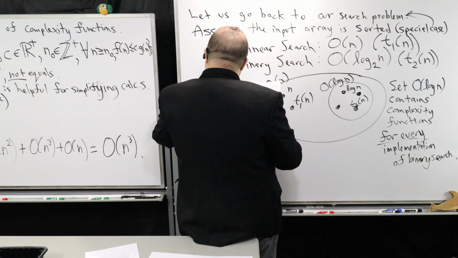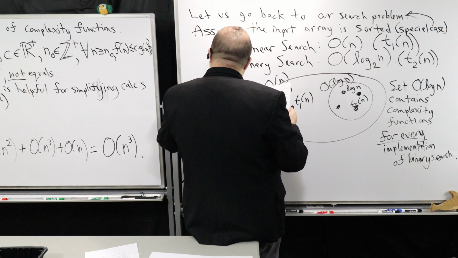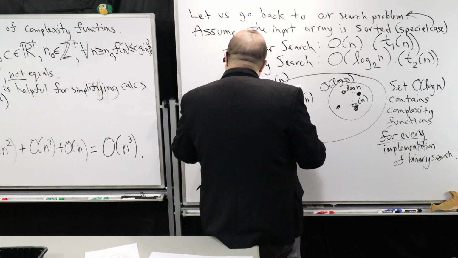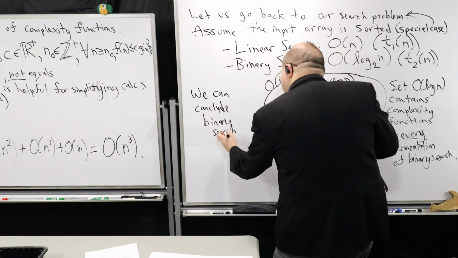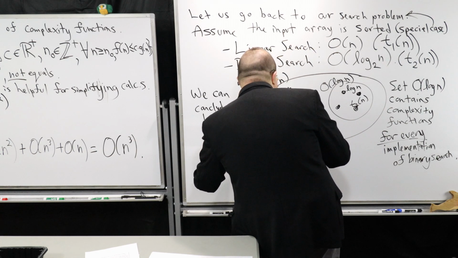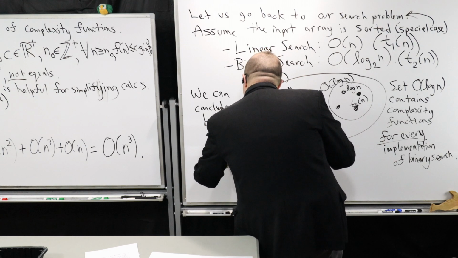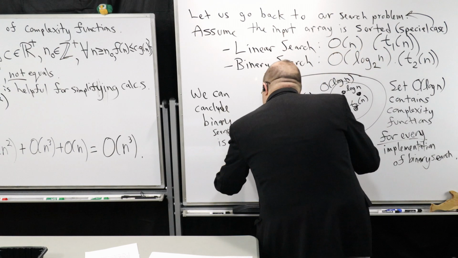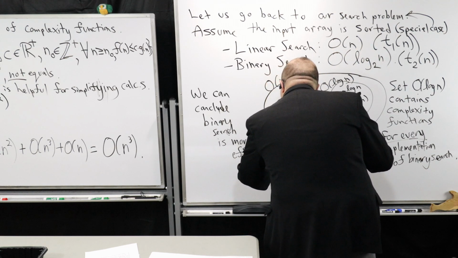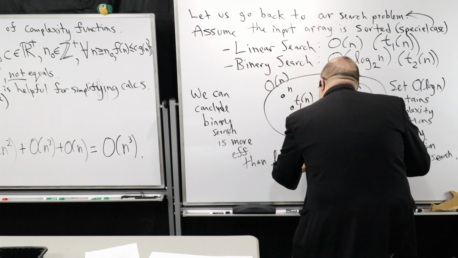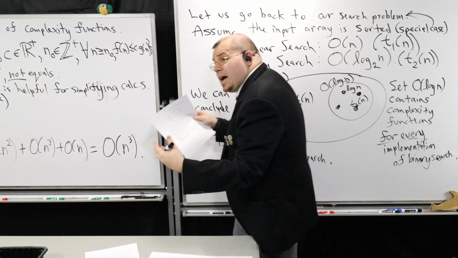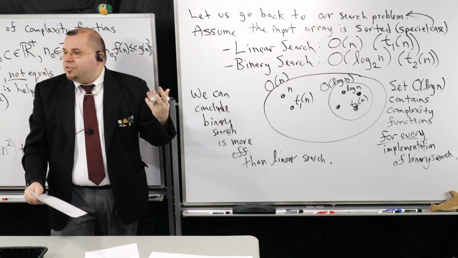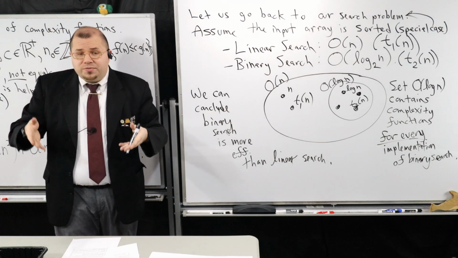So I'm just going to say we can conclude binary search is more efficient than linear search. But does everybody get the idea? Are there any questions about this? I'm hoping that I've motivated why we might use big O notation, maybe in a way that you may not have seen in 210.